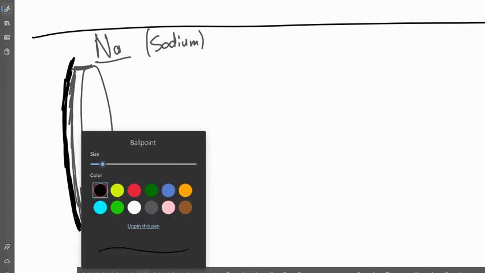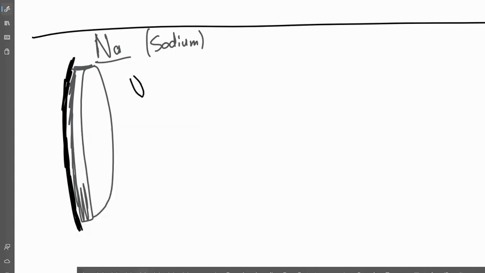Okay, so we'll call this sodium, whose element symbol is Na, which stands for the Latin version, natrium, but in English we call it sodium. Okay, so let's say that we have a light incident on a plate of sodium.